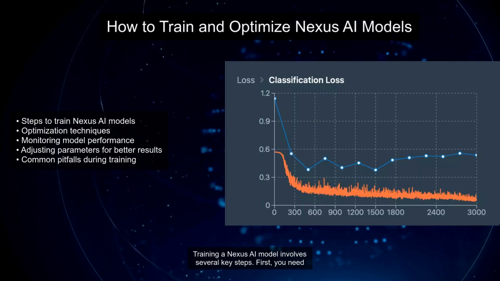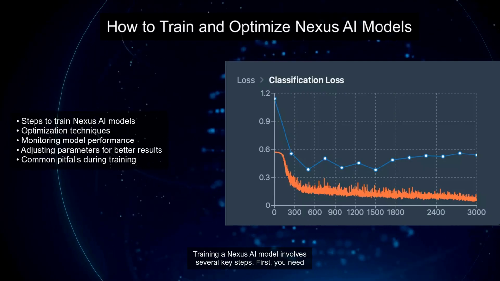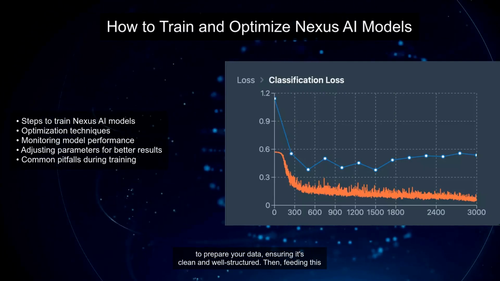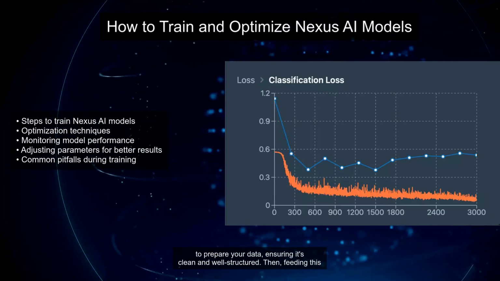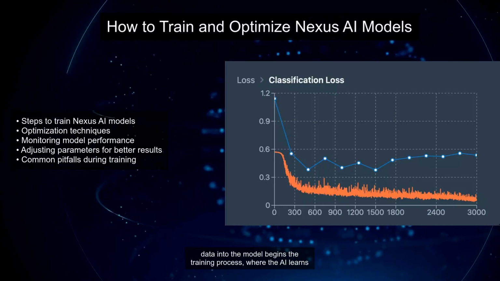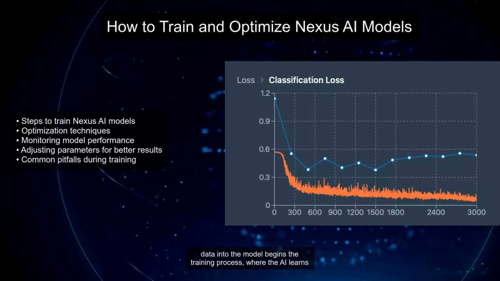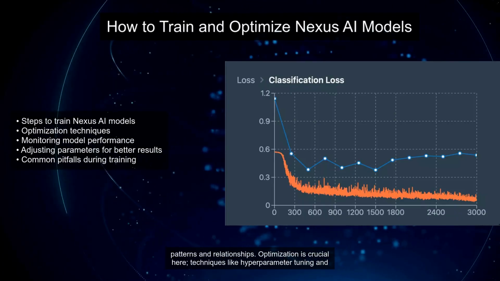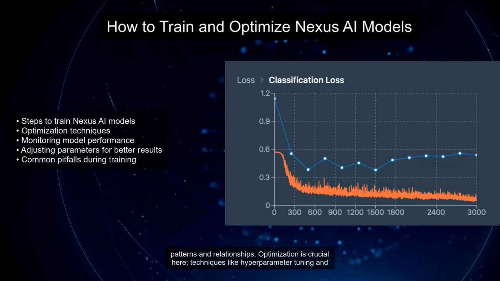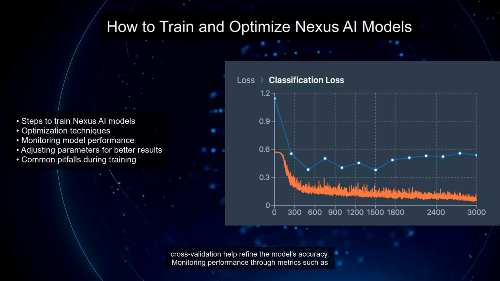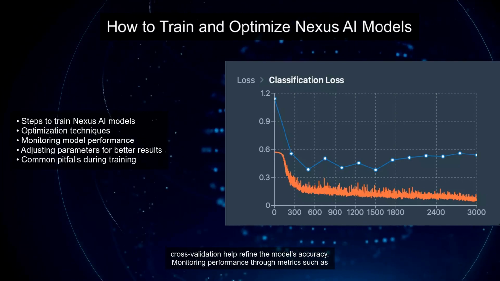Training a Nexus AI model involves several key steps. First, you need to prepare your data, ensuring it's clean and well-structured. Then, feeding this data into the model begins the training process, where the AI learns patterns and relationships. Optimization is crucial here. Techniques like hyperparameter tuning and cross-validation help refine the model's accuracy.